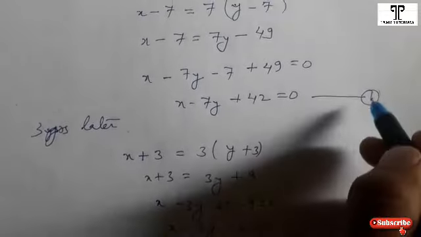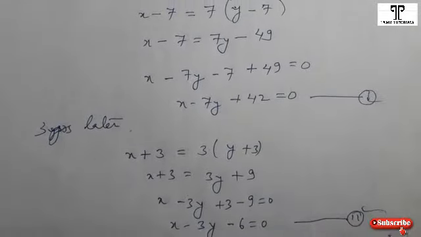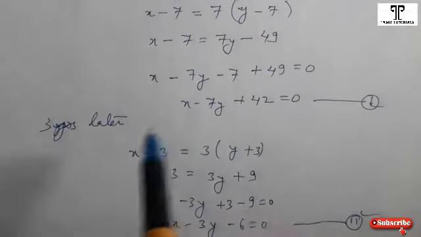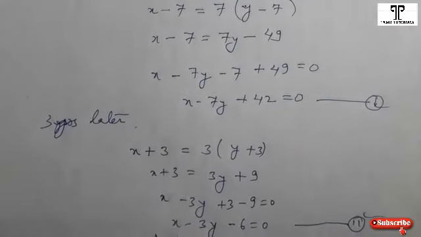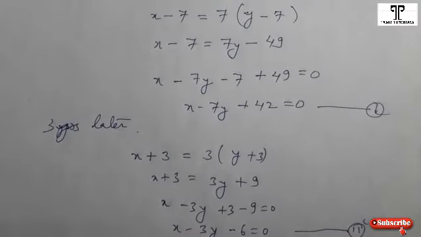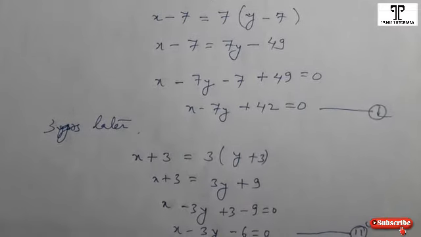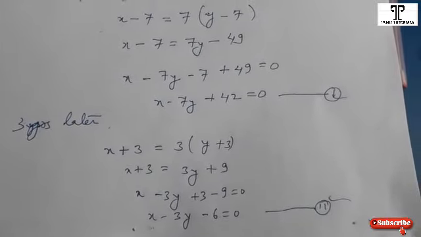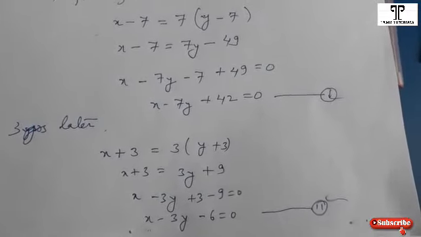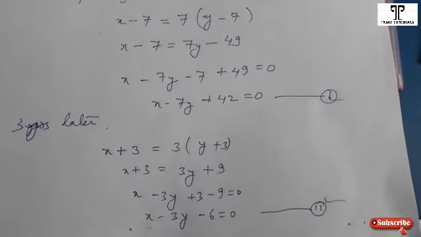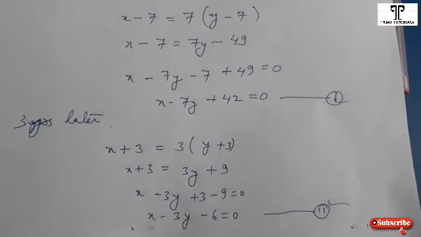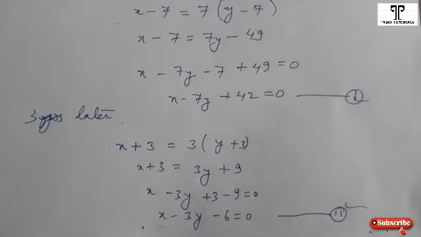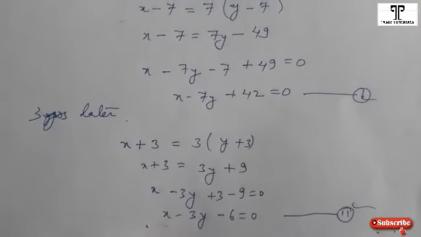So equation 1 and equation 2 represent the situation. First situation is 7 years ago, second situation is 3 years from now. So these two situations are represented algebraically. This is how you can make the equation from the word problem. Now the first job is done, that is representing the situation algebraically. The second part of the question is to represent this situation graphically also. That means we need to draw the graph for these equations. That is very important. So let us learn how to draw the graph for the equations.